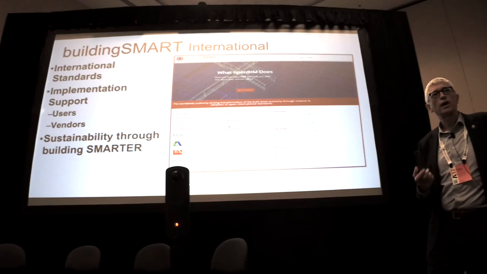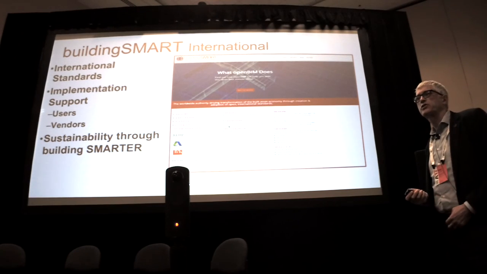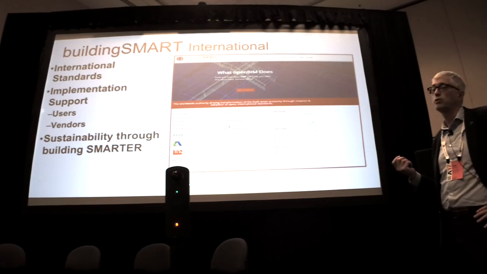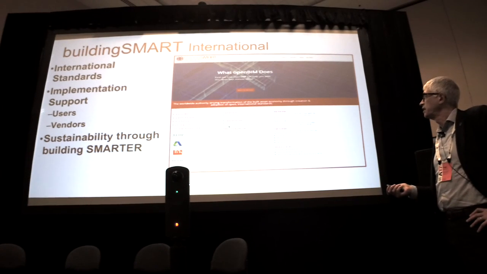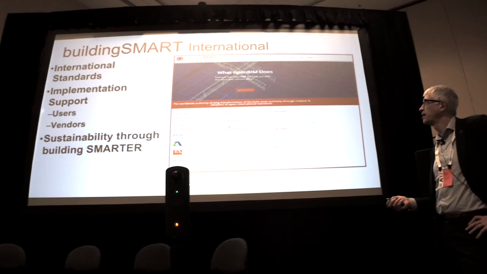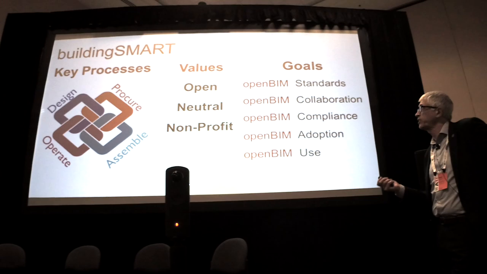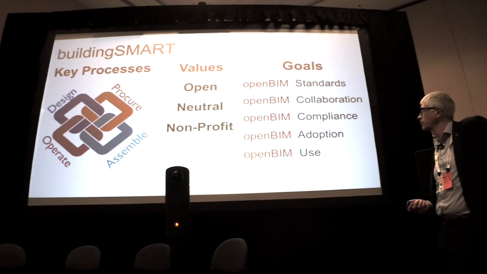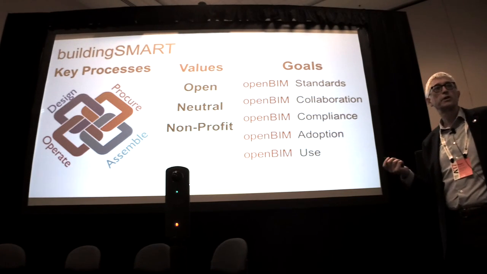So where I work on open standards, and where I think in the building industry we have the chance to do this, is through an organization called Building Smart International. Building Smart International has chapters in 18 countries. Its idea is to help with standards across the design, procure, assemble, and operate processes that are open and neutral, and it helps to support open building information modeling.